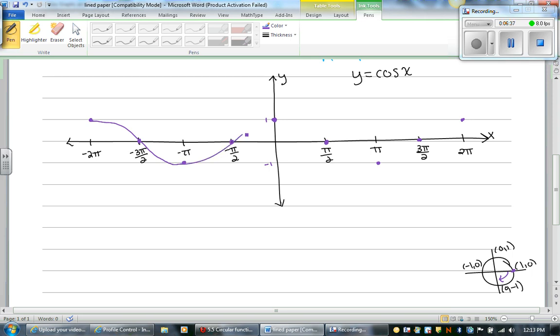My sketches are a little ugly today, sorry about that. And here's our cosine curve. Again, we can look at our amplitude. Remember, amplitude is half of your maximum minus your minimum. Max minus min divided by 2. Your maximum again is 1, and your minimum is negative 1. So we get 2 over 2, which is 1. So our amplitude again is 1. All right, so this is your cosine curve.